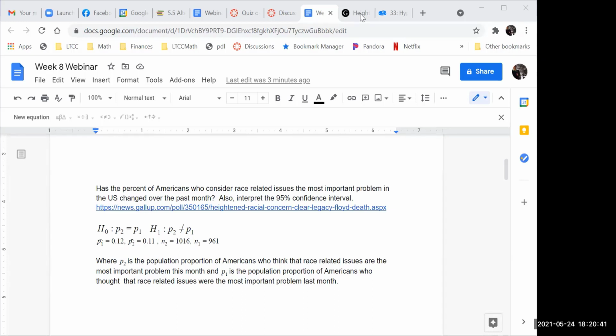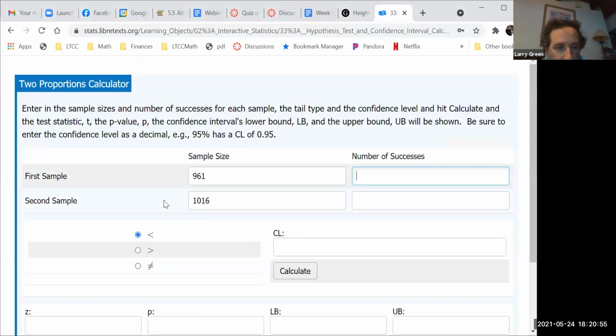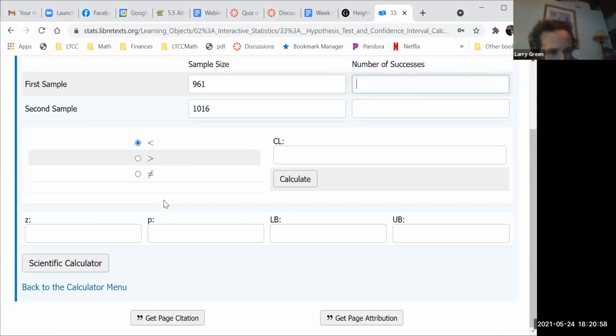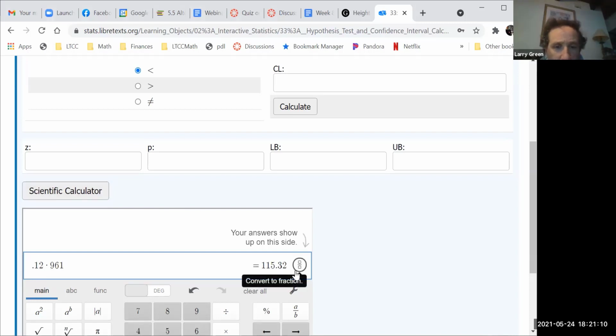Do you multiply P1 times N1? Exactly. If I take 0.12 times 961, that's 12% of 961. That's how many people said yes. So 0.12 times 961. So I'm going to go to my scientific calculator and just type it in. So 0.12 times 961. And I get 115.32. And we should round using the rules of rounding. So 115.